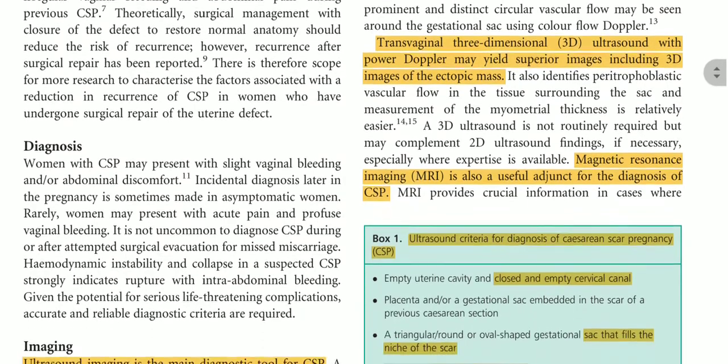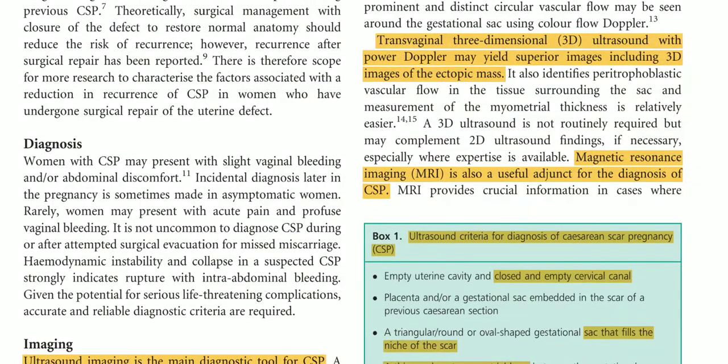Now, how would you diagnose that? Women with cesarean scar pregnancy may present with slight vaginal bleeding and/or abdominal discomfort. Incidental diagnosis later in the pregnancy is sometimes made in asymptomatic women. Rarely, women may present with acute pain and profuse vaginal bleeding. It is not uncommon to diagnose cesarean scar pregnancy during or after attempted surgical evacuation for miscarriage.